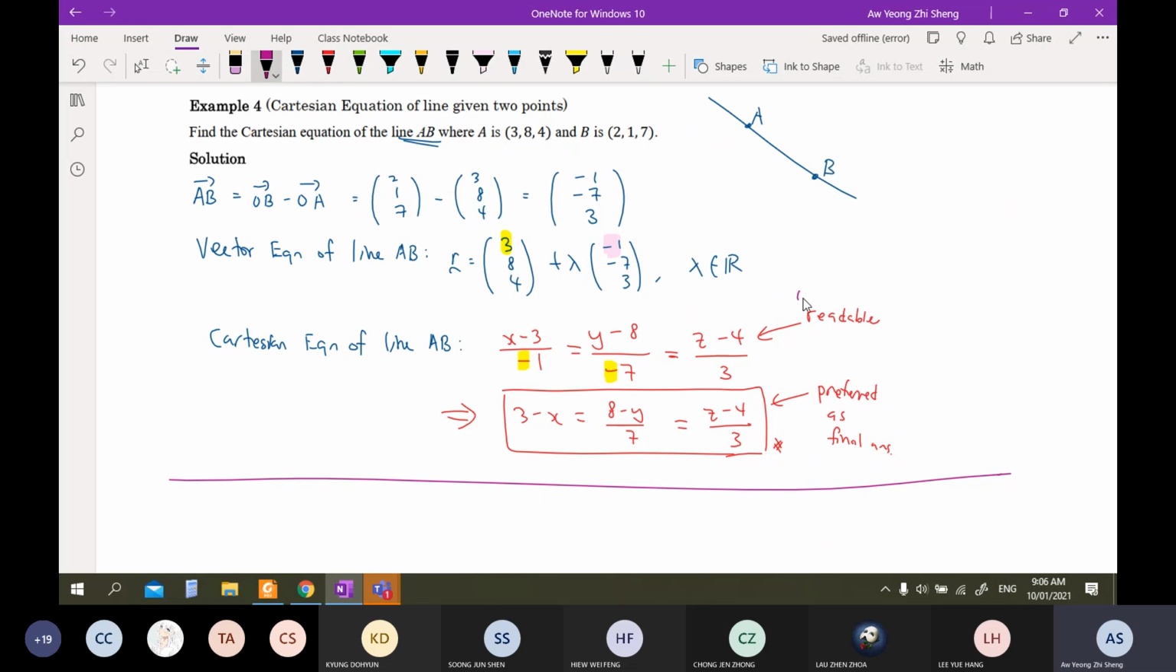And to clarify, the term readable is very informal. It's not a very proper terminology. It's just a word that I prefer to use to describe that it is in a form where you can read the direction vector and the fixed point. Okay.